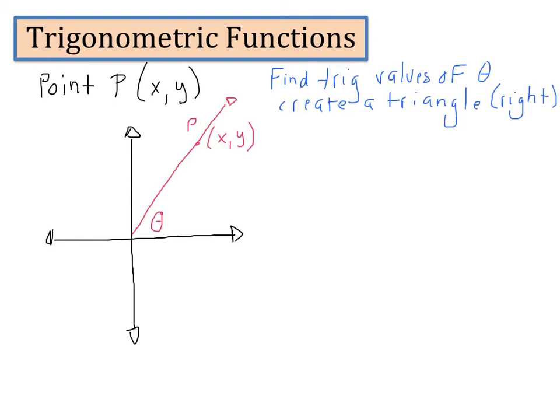So what I do is I take this ray and I extend this to become a right triangle. Now, once I've made this line a right triangle, I can use my knowledge of trig to find all the trig values.